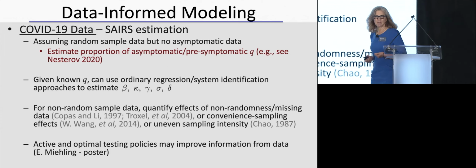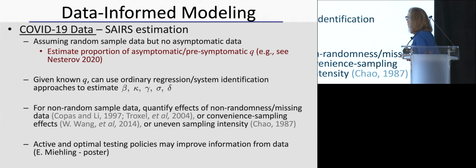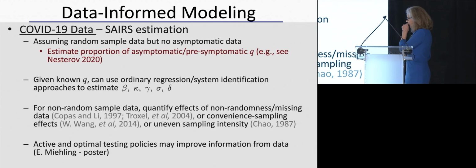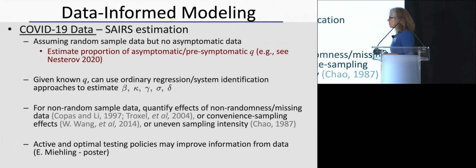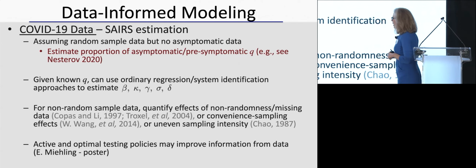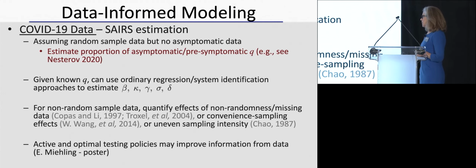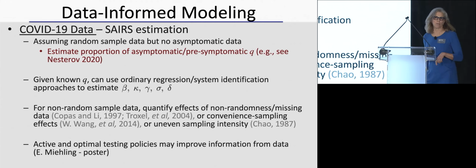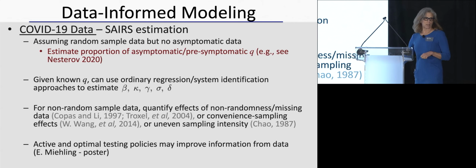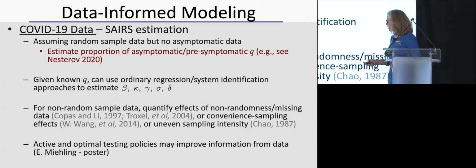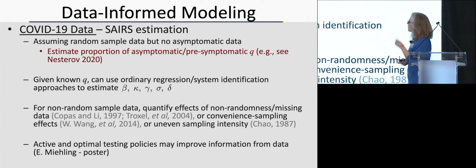And in particular, we all know we've had mutating strains. So some of our ongoing work is looking at trying to quantify the effects of using non-random sample data. And then we've also been looking at trying to design active or optimal testing policies so that we can improve the information that we get from the data. And Eric has a poster on this. I don't know if Eric's here right now, but he has a poster on this in the poster session.